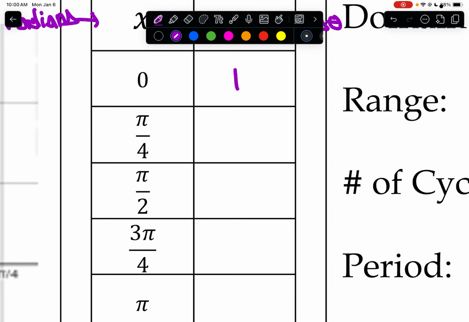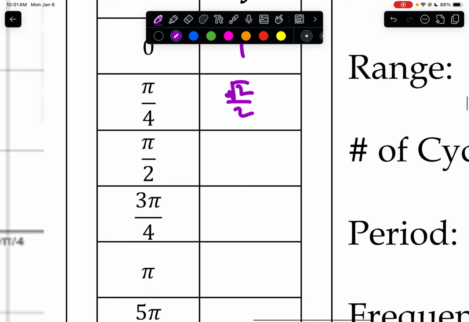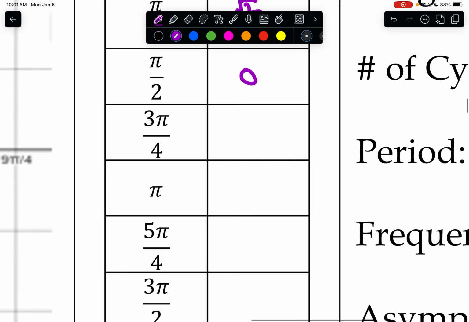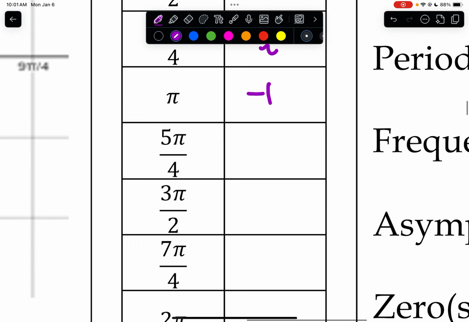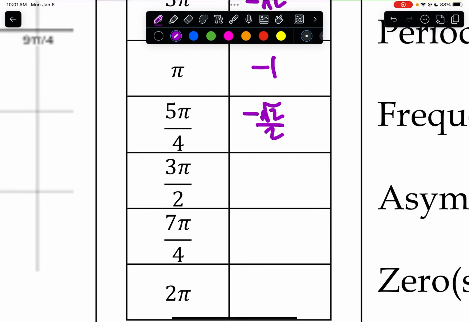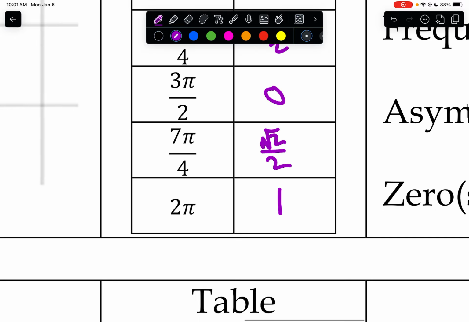Okay, so at pi over 4, now we've got root 2 over 2. And then at pi over 2, we've got 0. At 3 pi over 4, we're going to have negative root 2 over 2. At pi, we got -1. 5 pi over 4, we're going to have negative root 2 over 2. 3 pi over 2, we're going to have 0. 7 pi over 4, we're going to have positive root 2 over 2. And then at 2 pi, we're going to have 1.